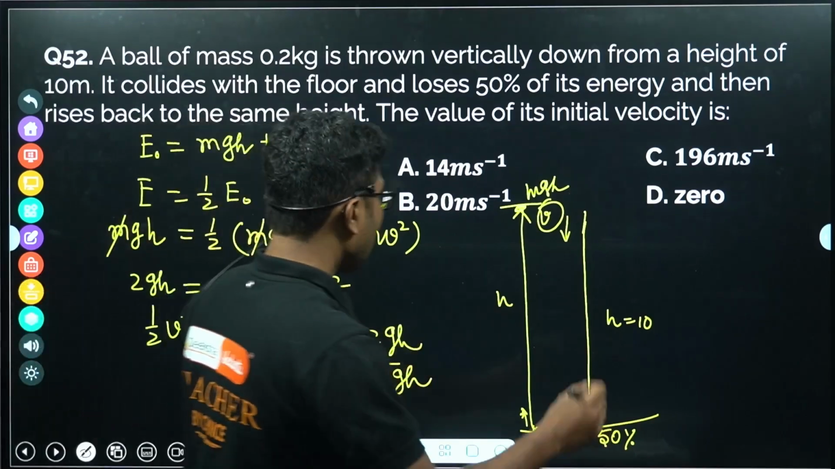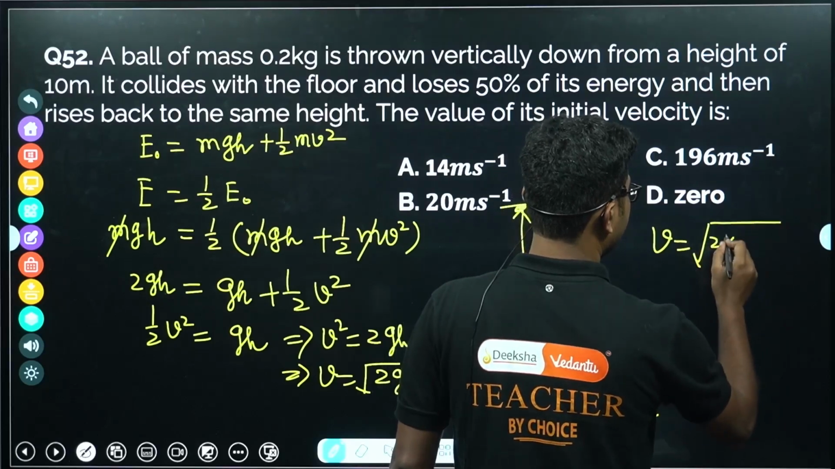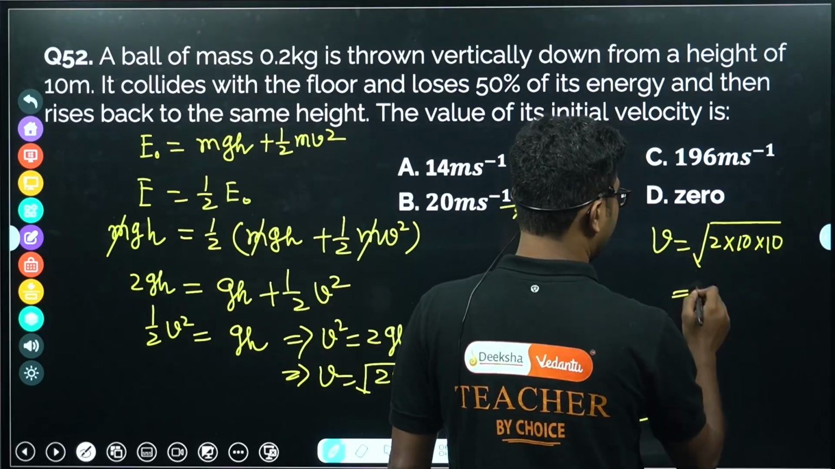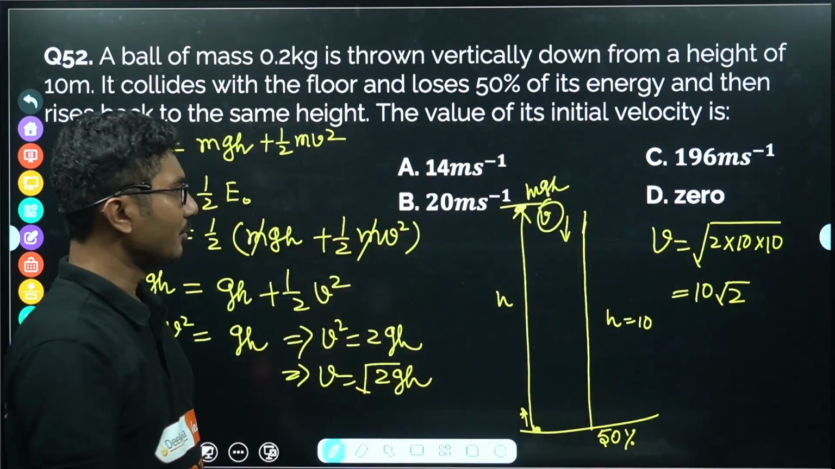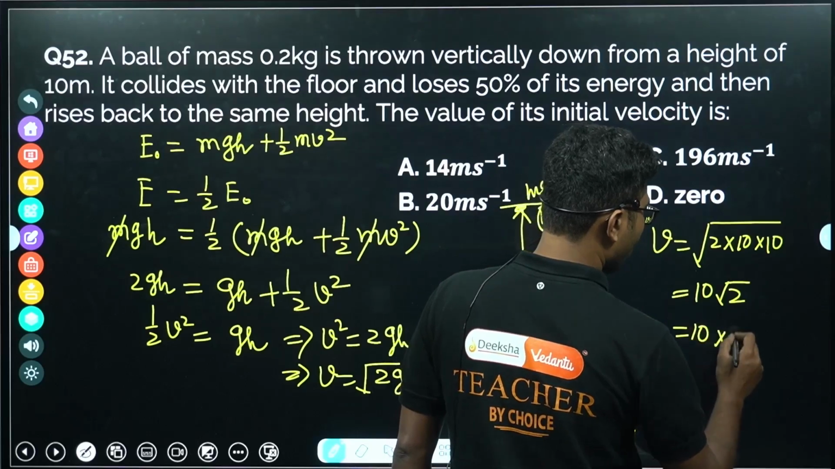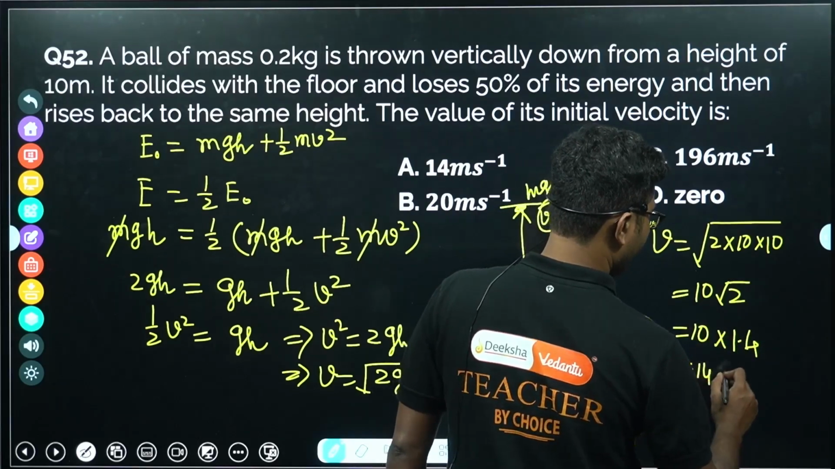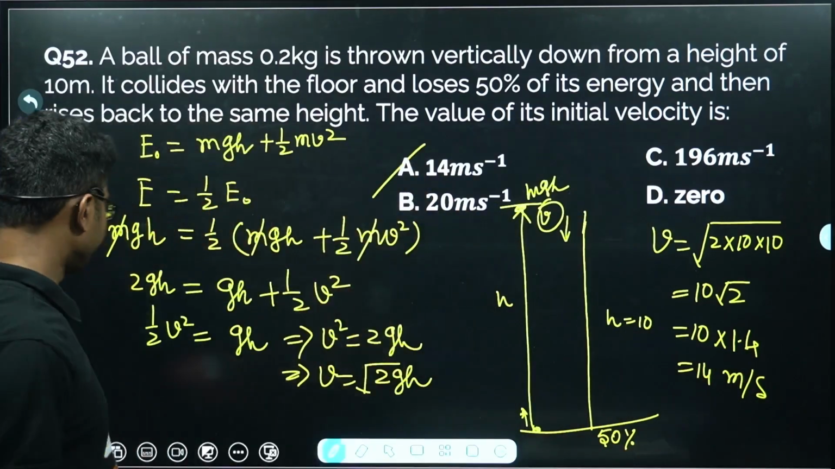Now what is g? g is 10, h is also given as 10 meters, so 10 will come out, 10 root 2. Now if you see the answer, there is no 10 root 2 given, so we have to put the value of root 2, which is approximately equal to 1.4, that is 14 meters per second. Okay, this is the correct answer.